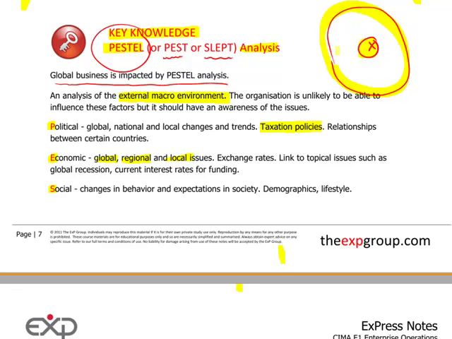Okay, what about social? Within Pestel, the social side of things. Here we're talking about any changes in behaviour or expectations in society. What's happening on lifestyle, demographics, and so on. Is the general population becoming more health conscious, for example? That's a movement we're seeing in a number of countries.